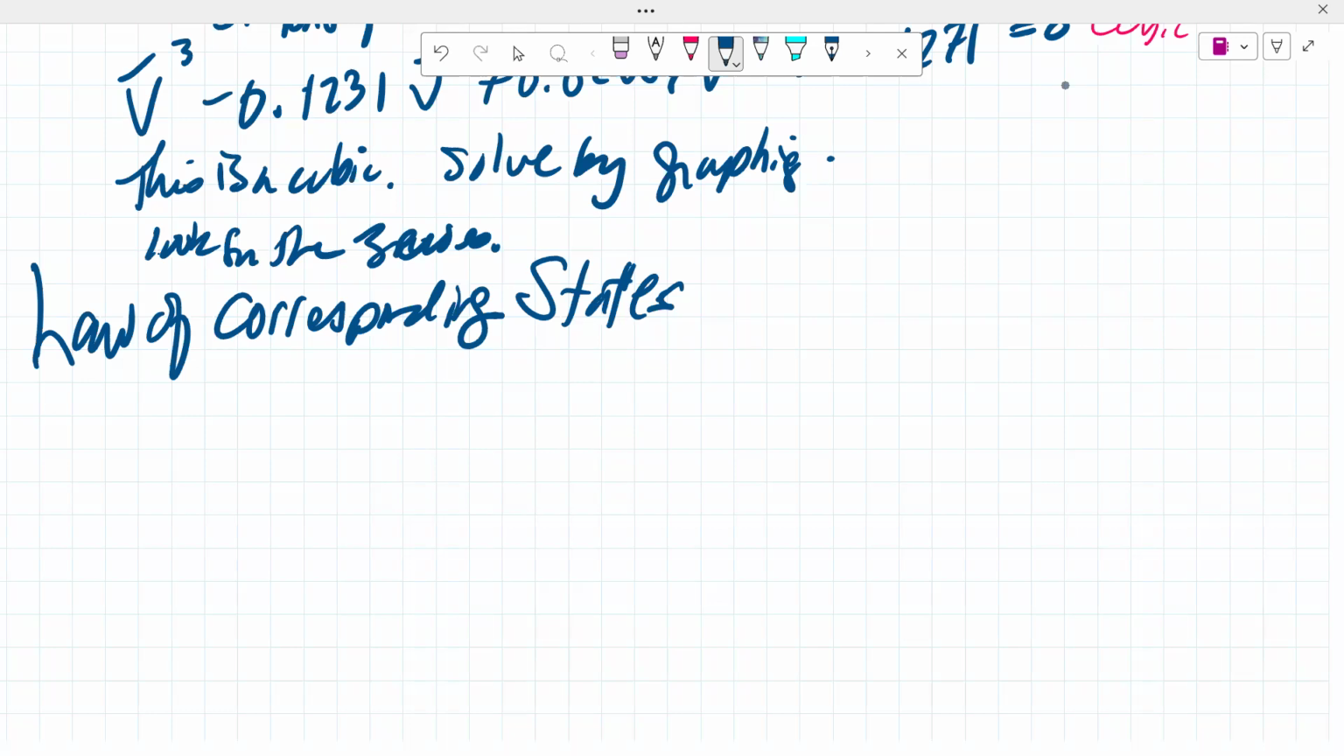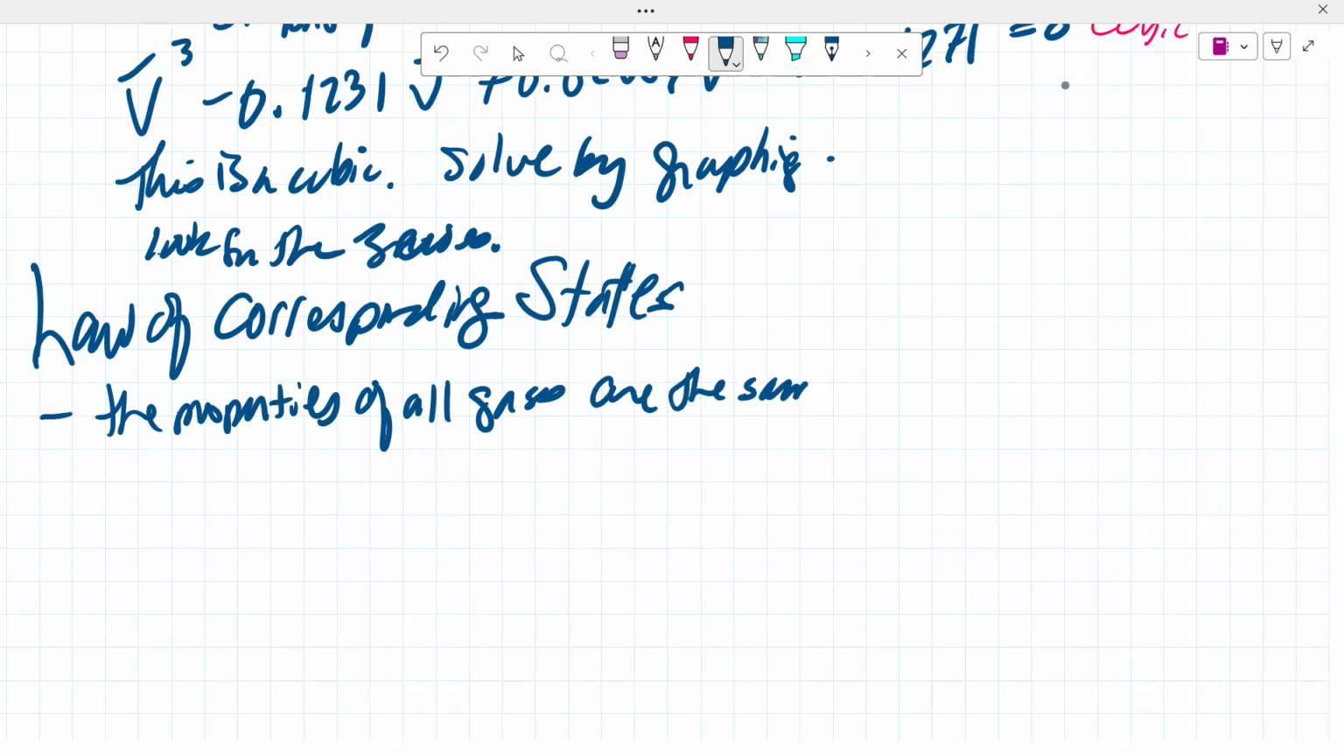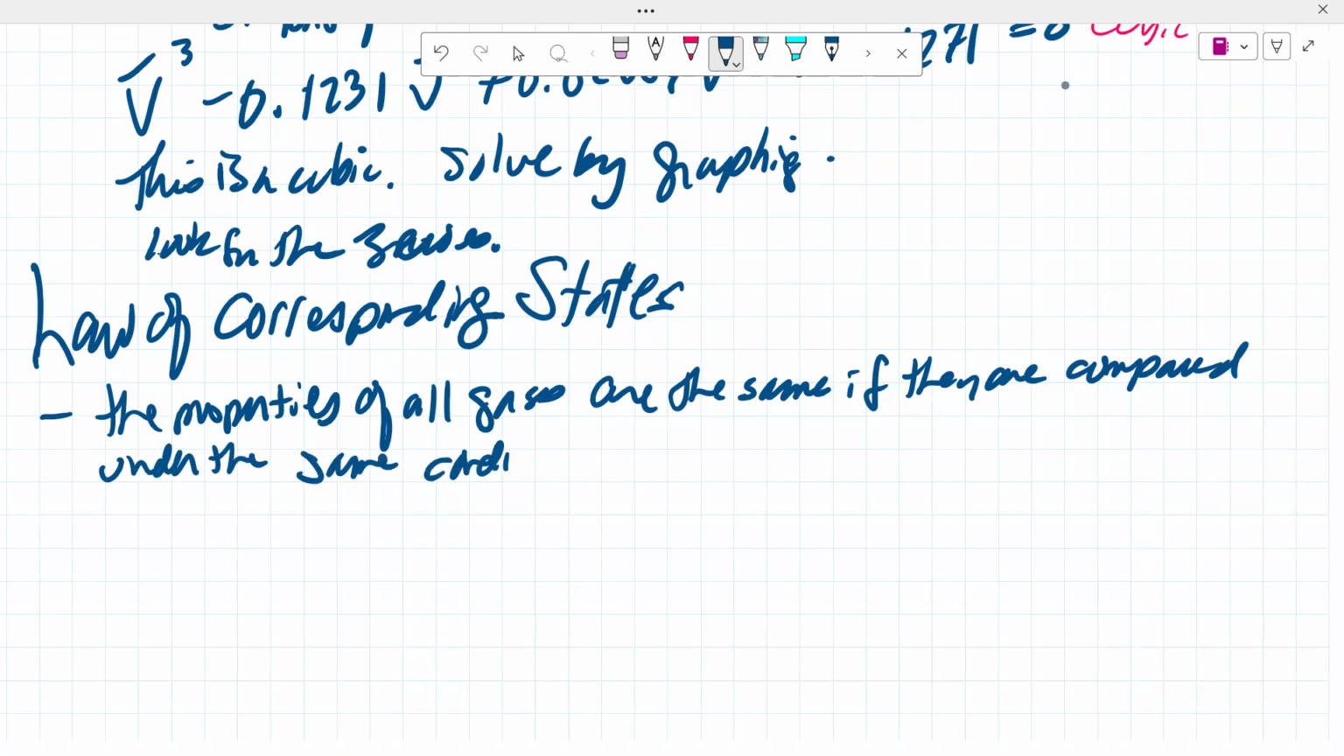So the law of corresponding states is sort of like normalizing for those properties and saying that the way a gas is going to behave is relative to that triple point. So let's write that down. Properties of all gases are the same if they are compared under the same conditions relative to their critical point. It's also known as the triple point.